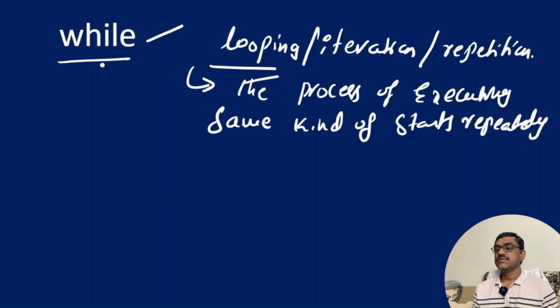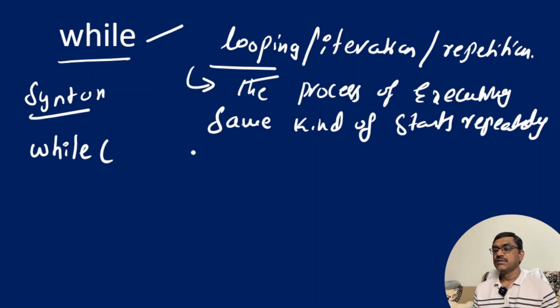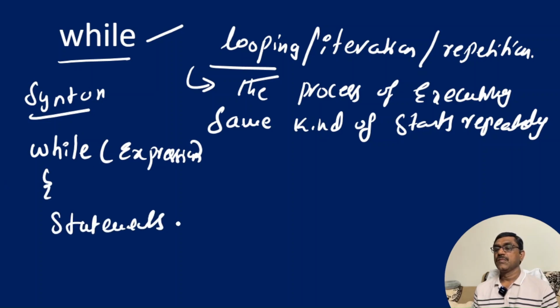Now we will see the syntax of while. I'm writing the syntax. Just write the word while, which is a keyword. Everything must be written in lowercase, and here we write some expression, or we can say the condition, then opening brace and some statements. We can write statement 1, statement 2, and so on, or simply write the statements. This is the syntax of while.